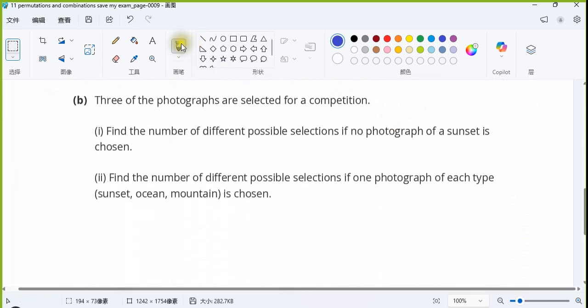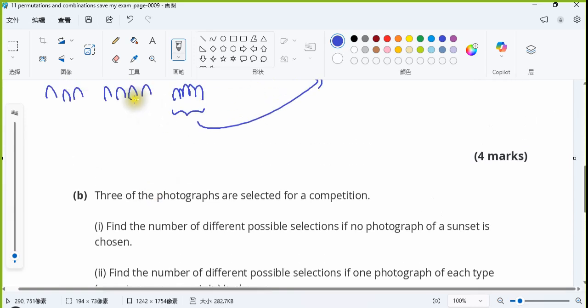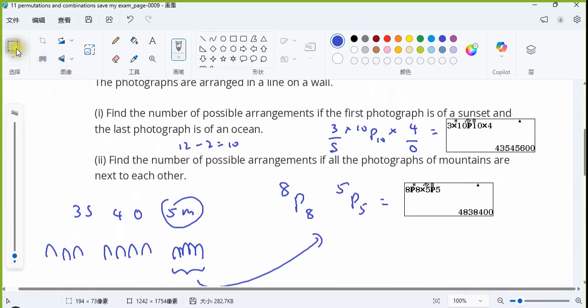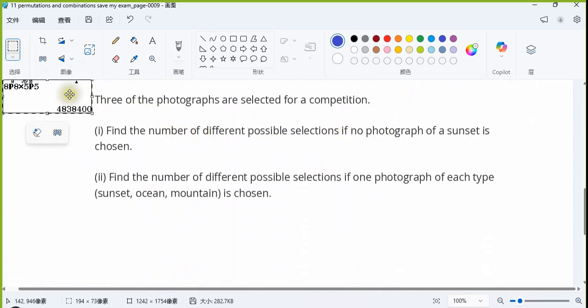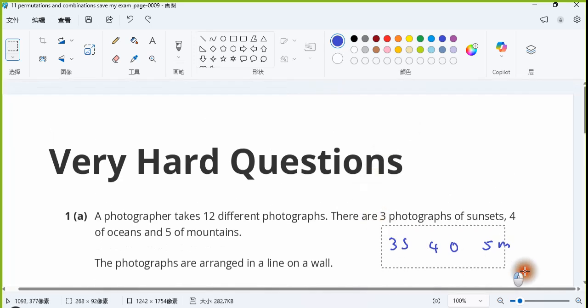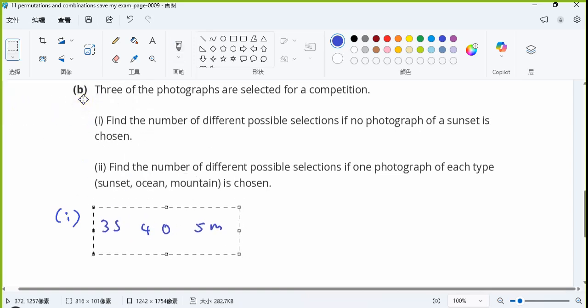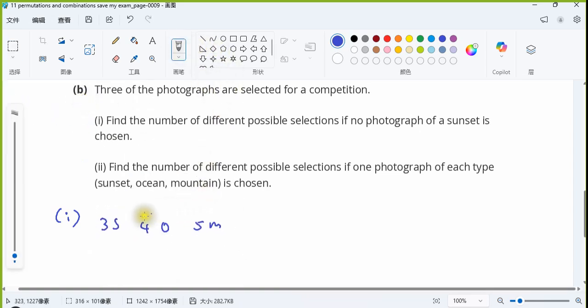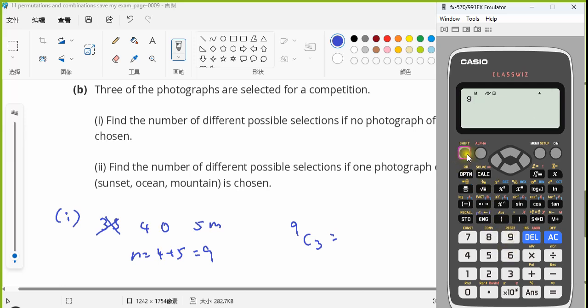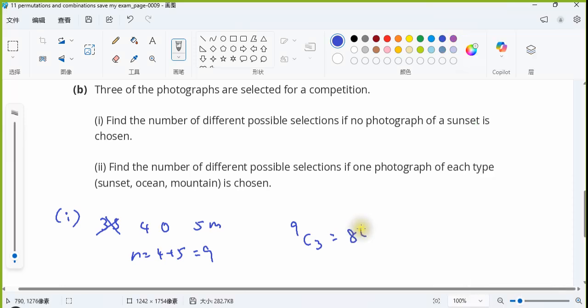Part B. Three of the photographs are selected for competition. Okay. So three selected for competition. And then number one, find the number of different possible selections if no sunset. No sunset. So we have 9 here. So n equal to 4 plus 5, 9 here. So we have to choose 3. So 9C3 here. So this is 9C3, then it's 84.